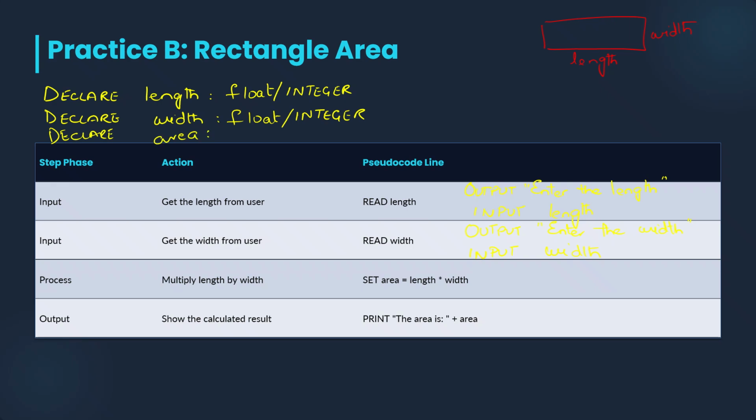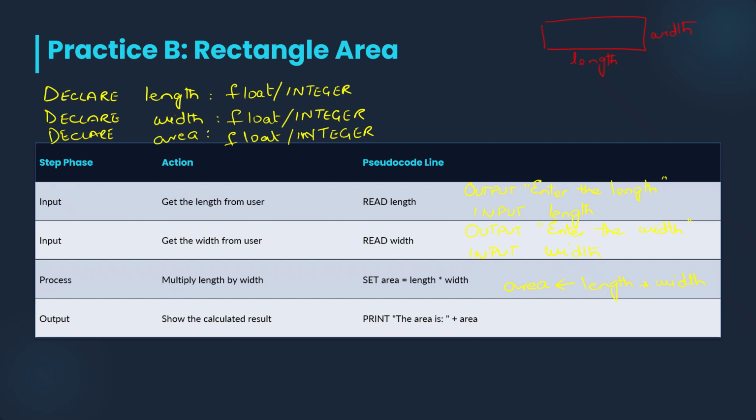This can also be taken as float or integer depending upon which type you took for the length or the width. Obviously, if you are taking length or width, or either one of them, as float, the answer would automatically be in decimal places. You'll have to take area as float. So now you write down the processing statement: area arrow length into width.